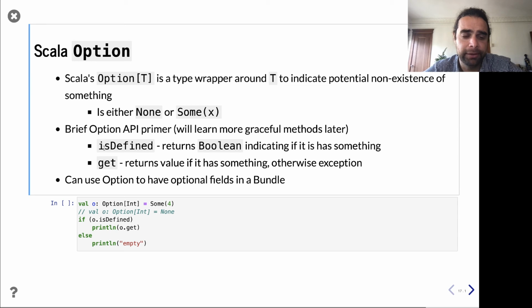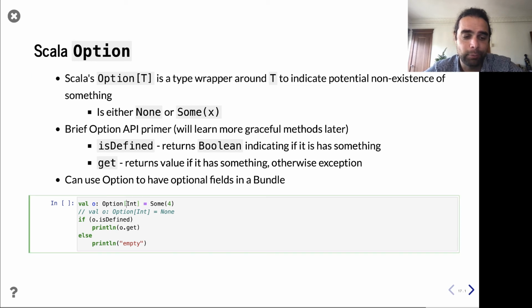So let's go through this, right? Here we defined an option wrapping around Int, and we say, hey, it has some value. It's a 4. Now if I want to work on that, and someone gives me this o, and I know it's an option, but I don't know if it's populated or not, well, first I need to make sure it's populated. So I can call .isDefined. And if it is defined, then I can grab the value by saying .get. If it's not defined, well, it's empty.